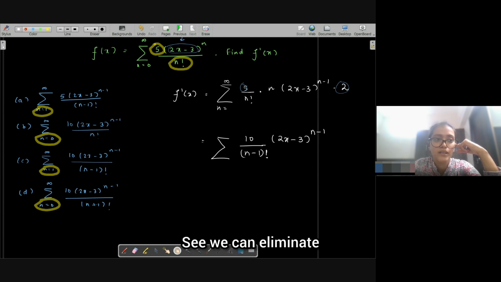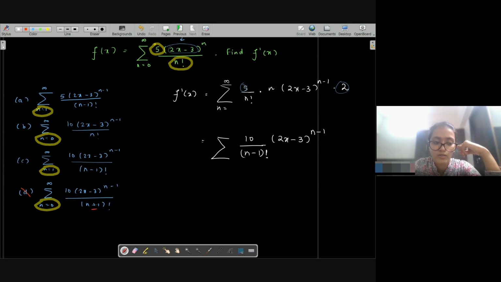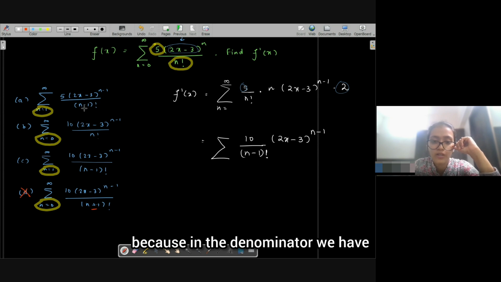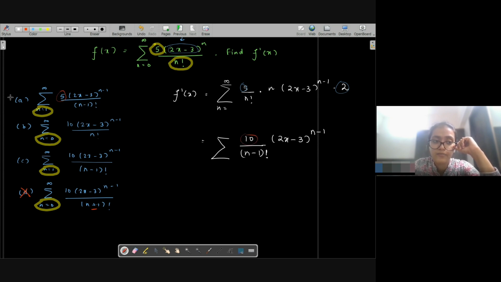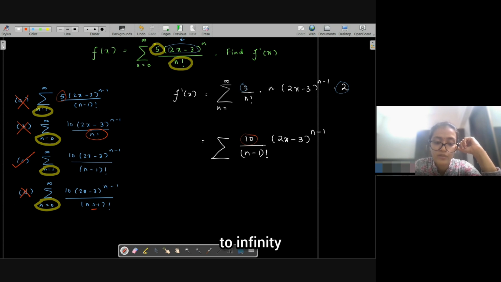See, we can eliminate D, because in D, the denominator is n plus 1. So D can't be true. We can eliminate A because in the denominator we have 5, but we should have 10. We can also eliminate B because we have n factorial and we want n minus 1 factorial. So obviously it will be C. But now how come we have n equals 1 to infinity?